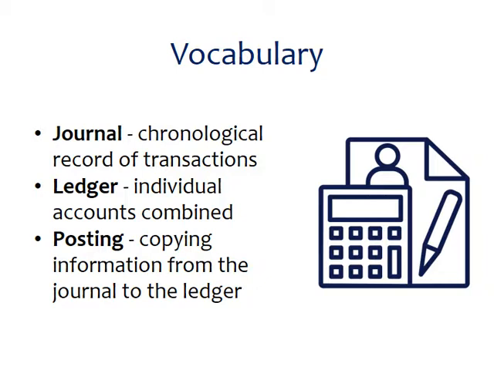A journal is a chronological record of transactions. A ledger is where we combine all the individual accounts. Posting is the process of copying information from the journal to the ledger.